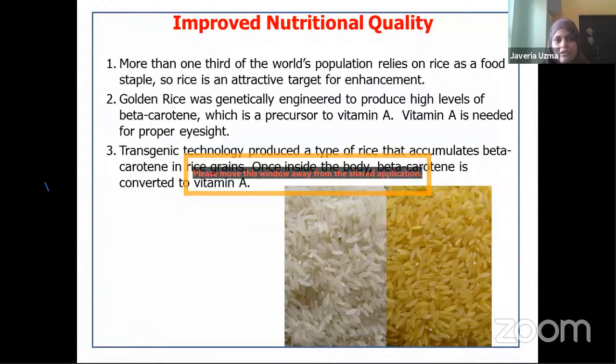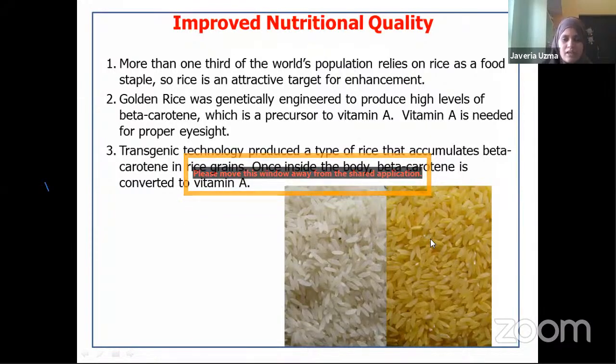So in this golden rice, you have beta carotene. This is a precursor of vitamin A, which means when it undergoes metabolism in the body, this beta carotene will change into vitamin A, and it is supplied to the body to improve the eyesight. So here we use transgenic technology to produce a type of rice that accumulates beta carotene in rice grains. Once inside the body, beta carotene is converted into vitamin A.